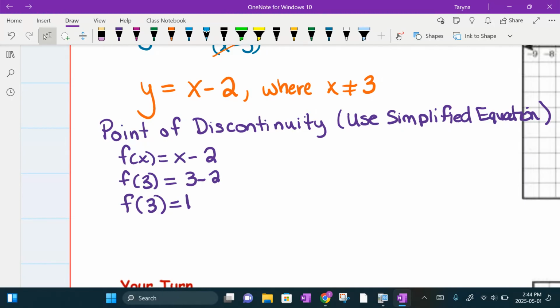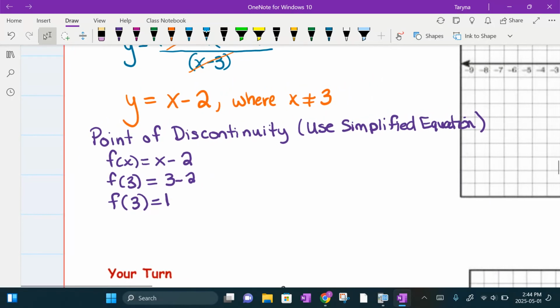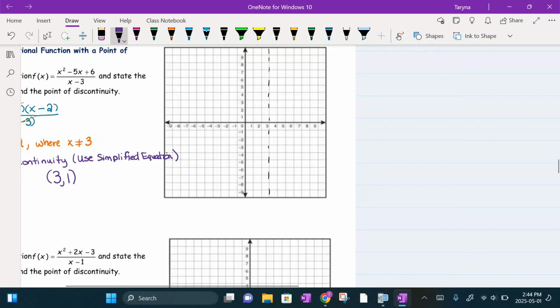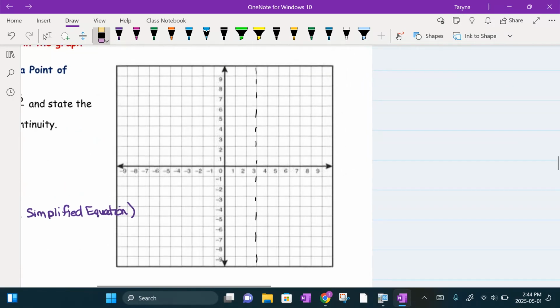So we know that that point doesn't exist. Okay? So that's my point of discontinuity. So my point of discontinuity is 3 comma 1. So that's where your open circle goes. Are we used to open circles? Remember all the inequalities? Never mind, you don't remember grade 9. Right, but we did use open circles on number lines before. So, bye-bye, vertical asymptote.